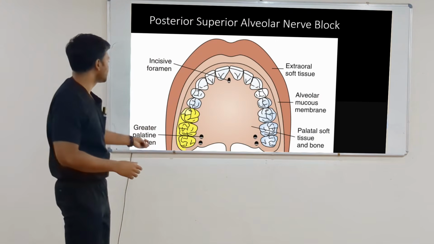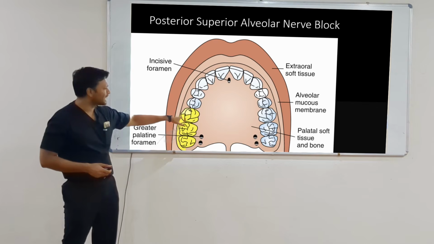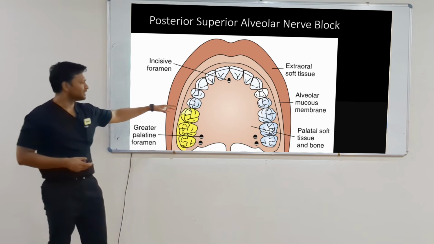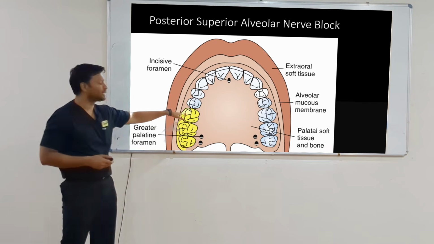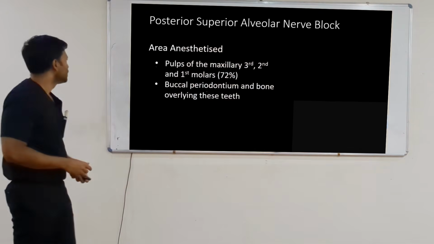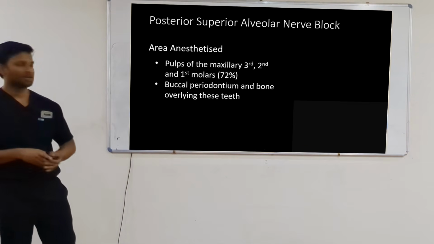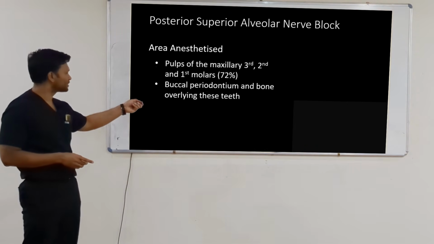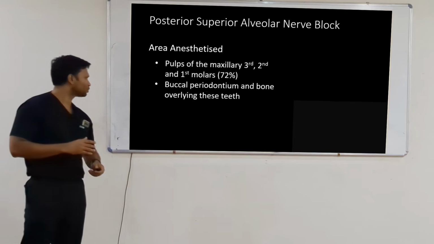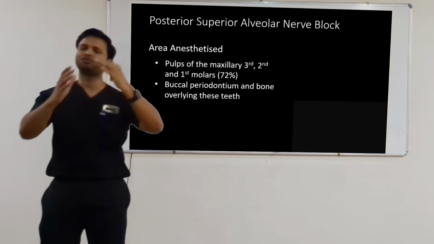Okay? So this is how we represent that area. And this yellow is not that dark like this. Can you see? The mesobuccal root is not that dark yellow. So this shows that in 28% of the cases, this might not be anesthetized because of the presence of the MSA nerve. So these are the areas anesthetized: pulp of maxillary second, third, and first molar. And in 72% of the cases, it is successful, whereas in 28%, because of the MSA nerve, it is going to be a failure. And then the buccal periodontium. So you will get all these things easily if you understand the anatomy part.